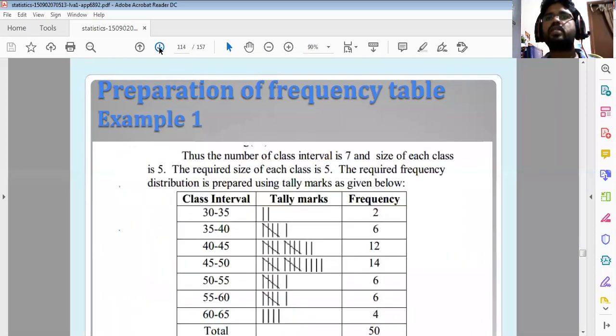So in order to understand easily, we can do tally marks. So 1, 1. It means that there are 2 members who have a weight in the 30 to 35 range. That is called frequency 2. Like that, we can estimate and make a frequency table.